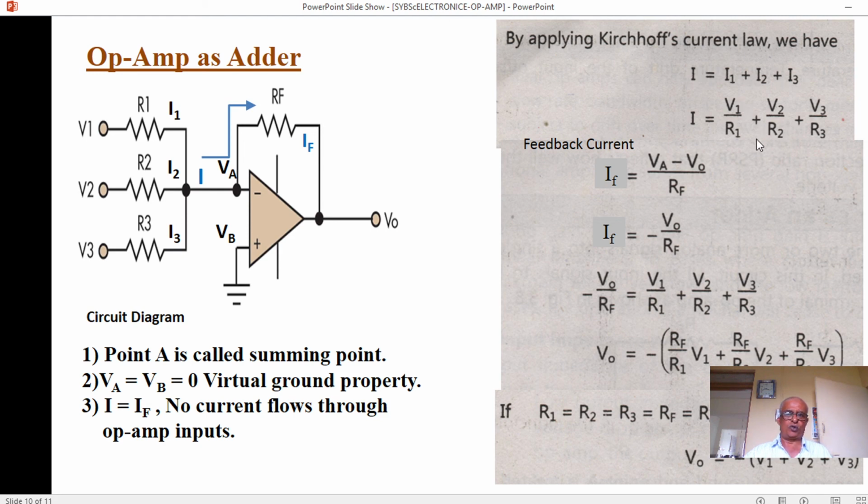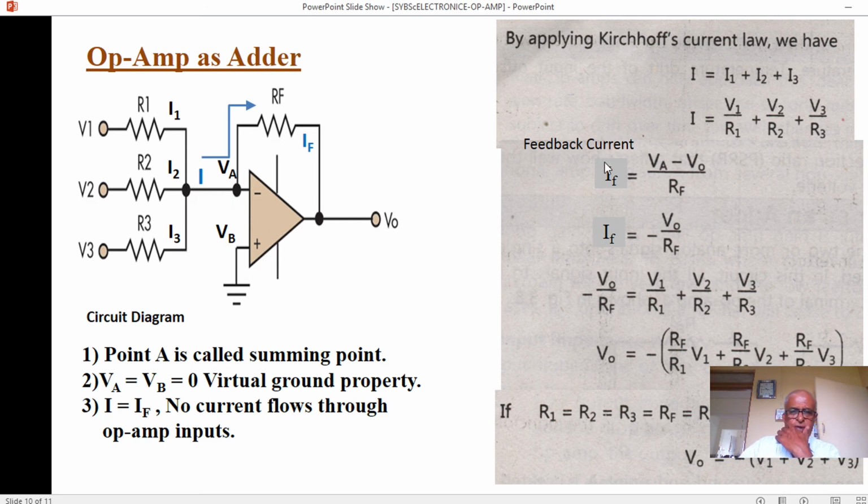Now using Ohm's law, current is given by the ratio of voltage upon resistance. So I1 is the current through resistance R1 due to the voltage V1, so we can write I1 as V1 upon R1. Current I2 is the current through R2 due to the voltage V2, so it is given by V2 by R2. Similarly, current I3 is flowing through the resistance R3, so we can write it as the ratio of V3 upon R3. So this is the current flowing through this summing point, that is point A.